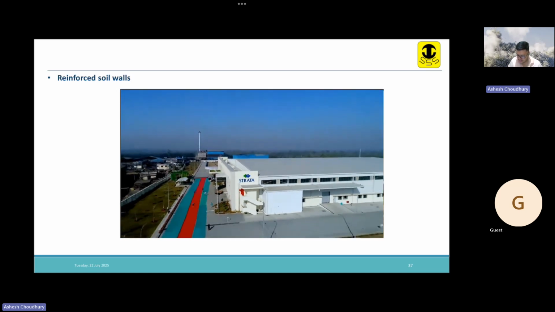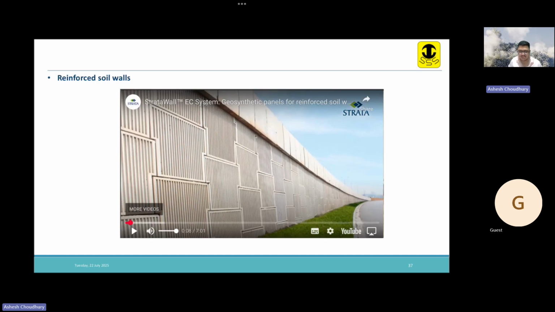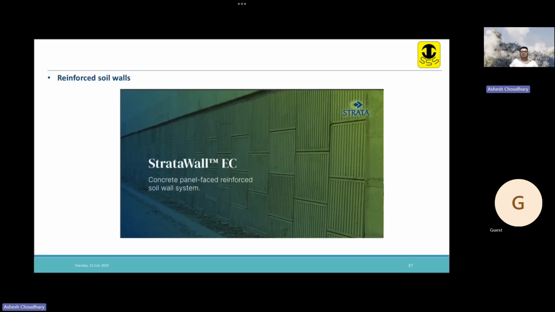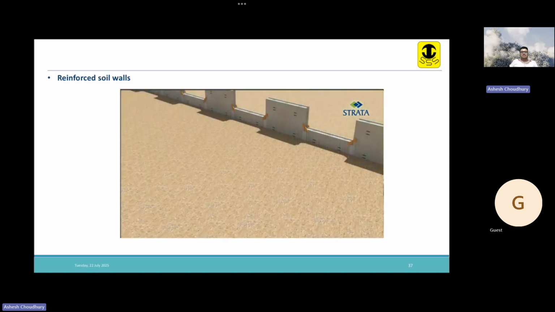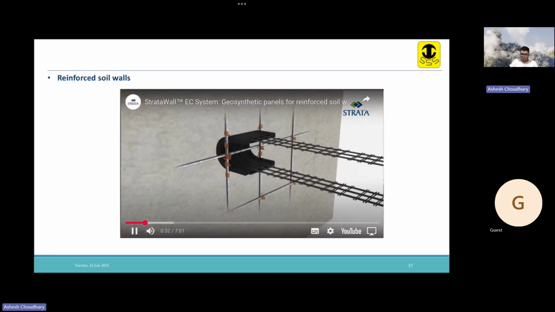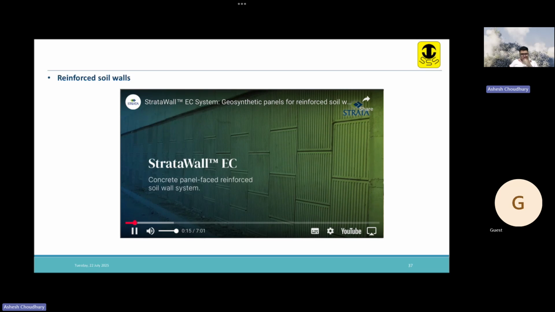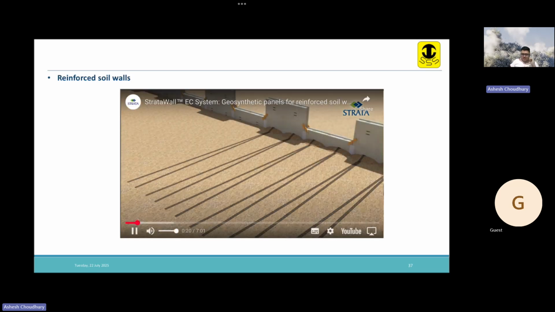Strata. With eyes on innovations, we have developed patented systems. These are the facing blocks, panel walls. Strata Wall EC is a concrete panel-faced reinforced soil wall system. The granular backfill is reinforced with Strata Strip geogrids to create an internally stabilized mass of reinforced soil.